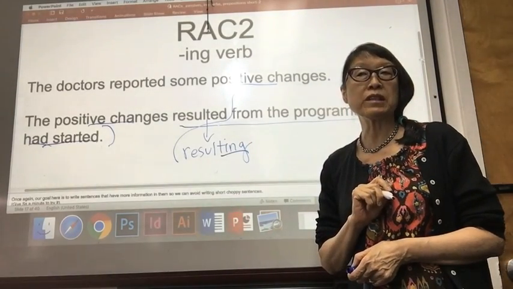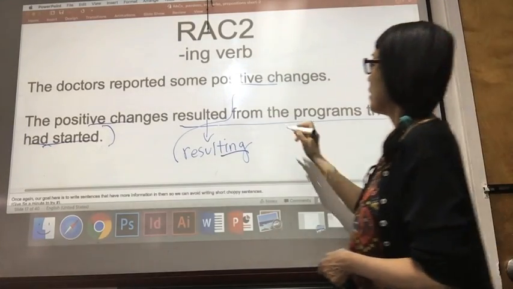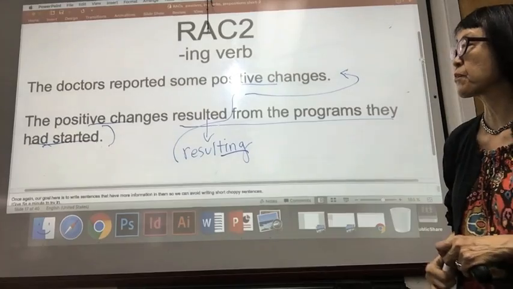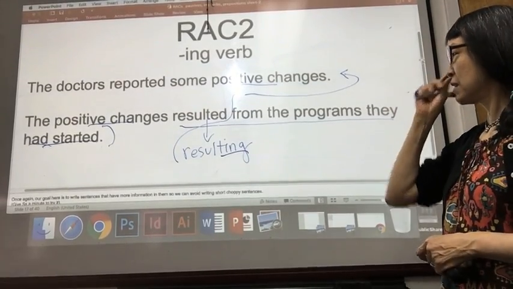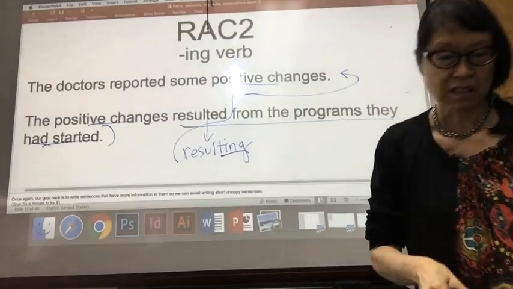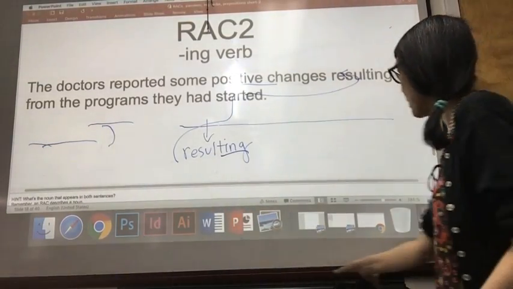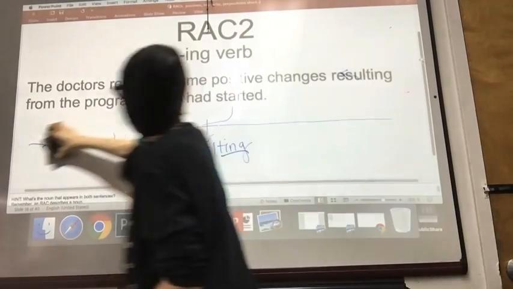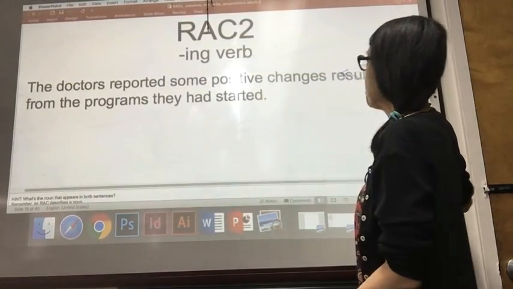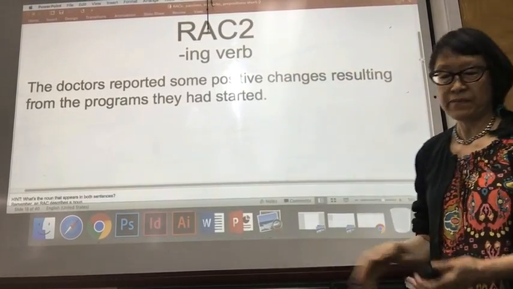Where are we going to put it? Let's put it in the first sentence, after positive changes. Okay, Xuan, can you read it to us now? The doctors reported some positive changes resulting from the programs they had started. And here we are: reduced adjective clause, RAC2 with an ing form of the verb.